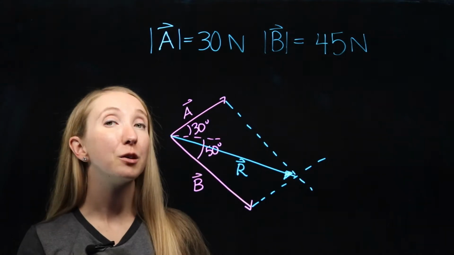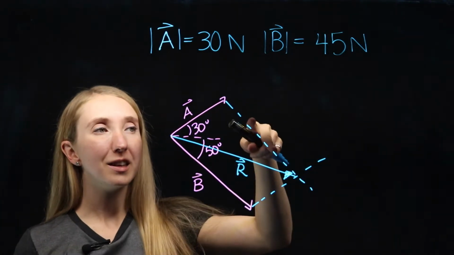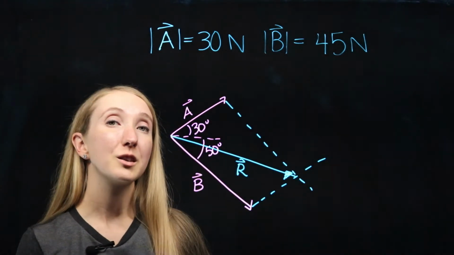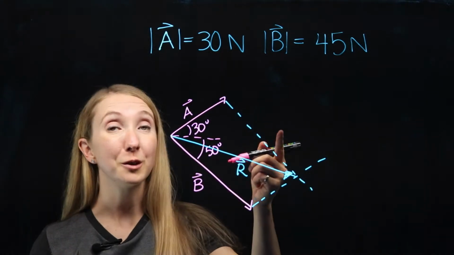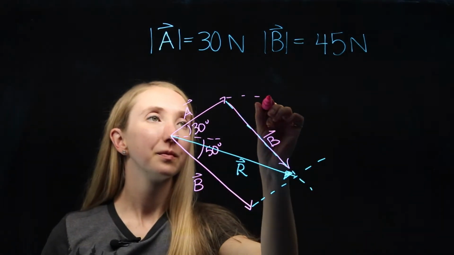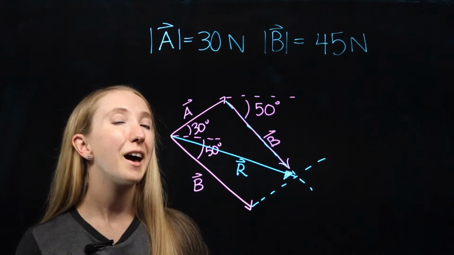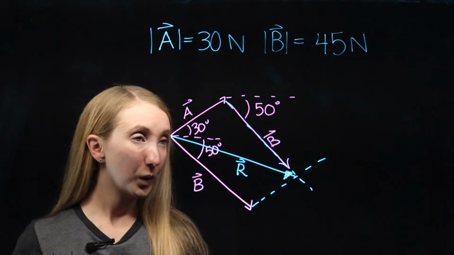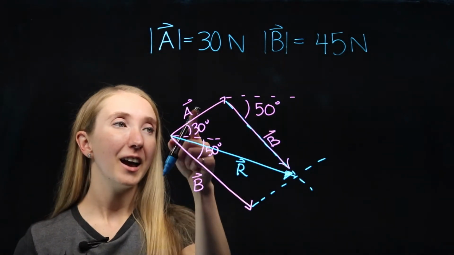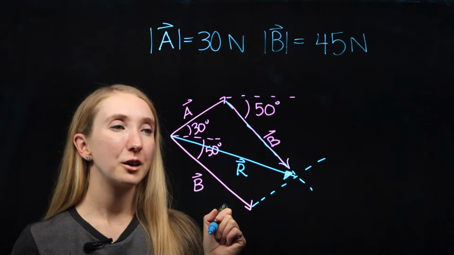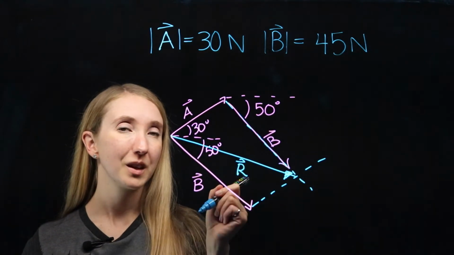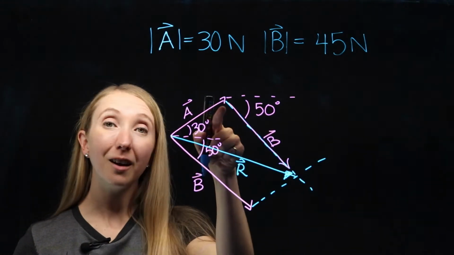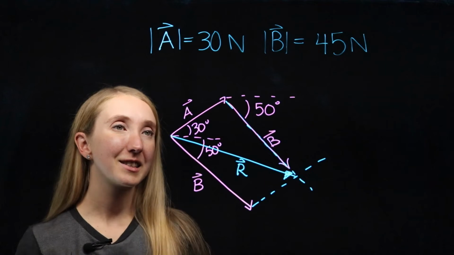Now, because we have a parallelogram, we know that this side must be equal to this side. So we can redraw our vector B over here. Now we have a triangle, which is magical because it gives us power. We know our side length here and our side length here. We're looking for our resultant length here. We can use the cosine law if we can figure out what this angle opposite our resultant is.